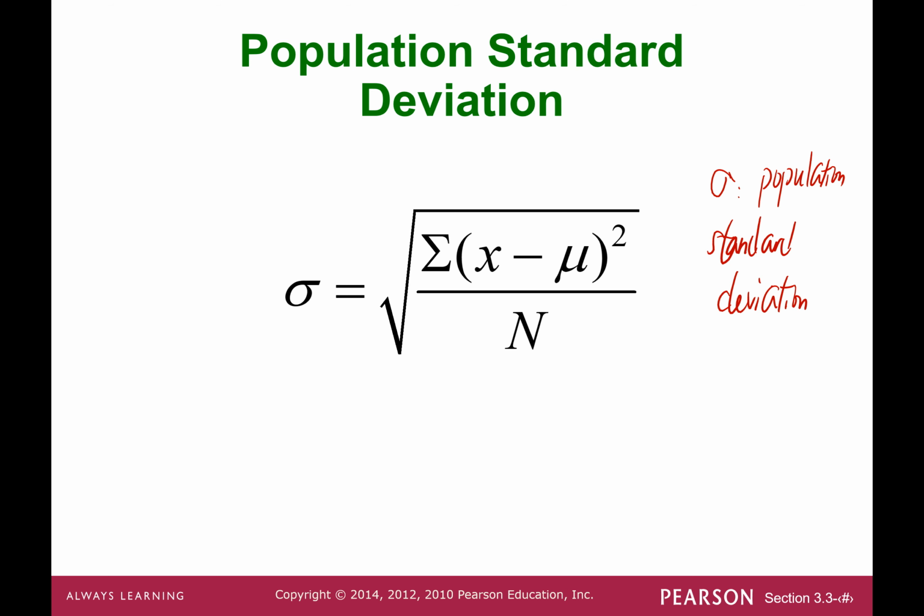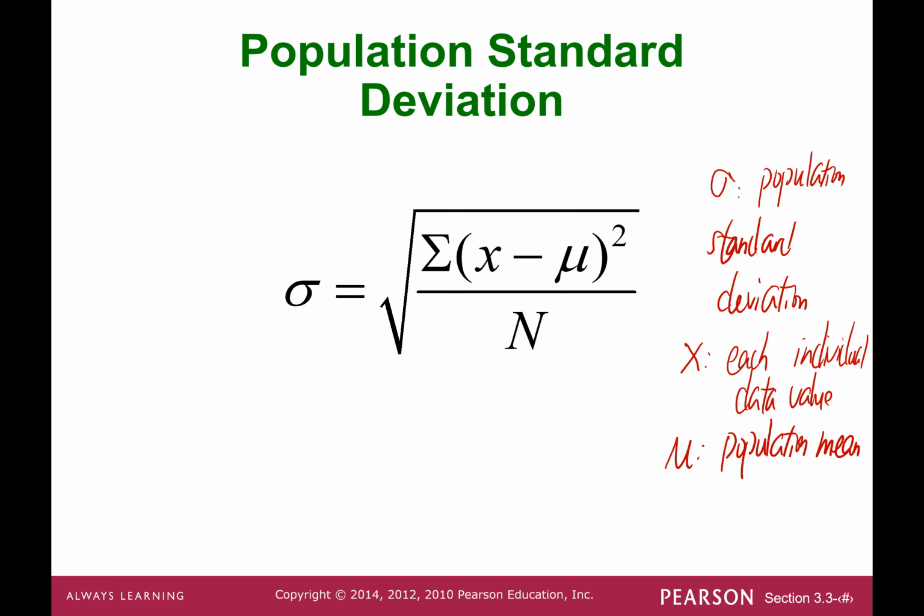Measures the variation in the population. X still represents each individual data value. Mu represents the population mean. And then capital letter N represents the population size. Okay, so this is a detailed explanation of those variables.